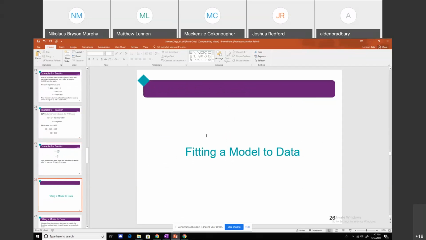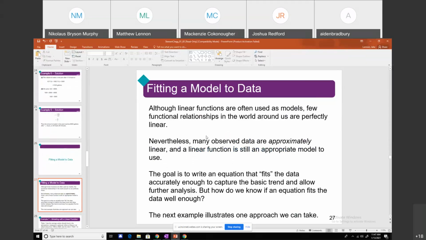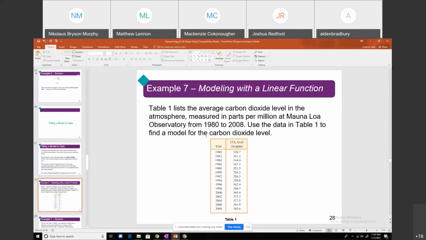Okay, so this is where they move into fitting a model to data. That's a regression. We're not going to cover it in this class. They will go over it in a statistics class. I mean, I'll show you one example if you really want to see. They have all this data here.